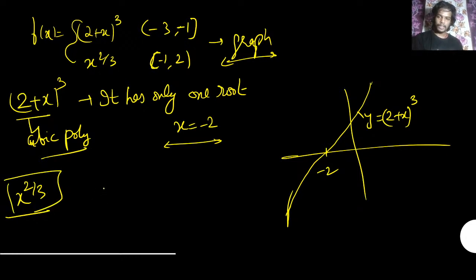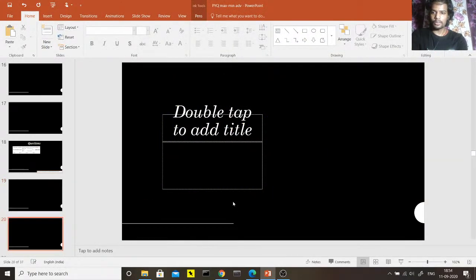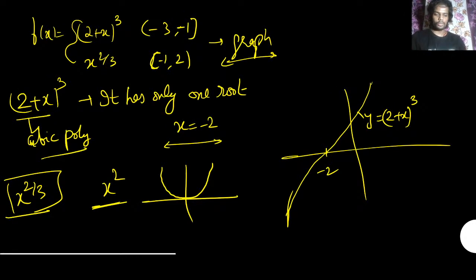Now understand that you know the graph of x square. The graph of x square looks like this. Okay, now I'll tell you some important stuff, and maybe I'll have to take another sheet. The stuff which I am going to tell you is how to draw the graph of x to the power 2 by 3.